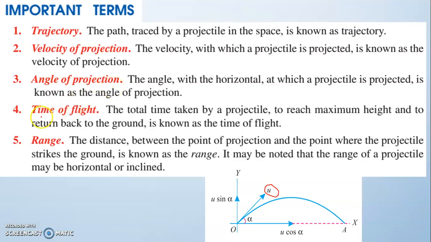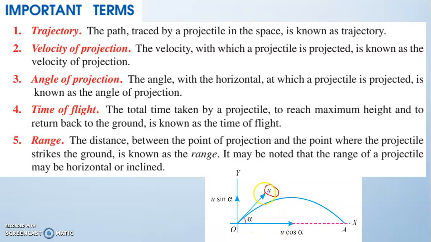The next one is the time of flight. After we release the object, the time for which it will remain in the air before hitting the ground or hitting the target is called the time of flight. And the last term is the range. Range means how much horizontal distance is covered after release and before hitting the target.